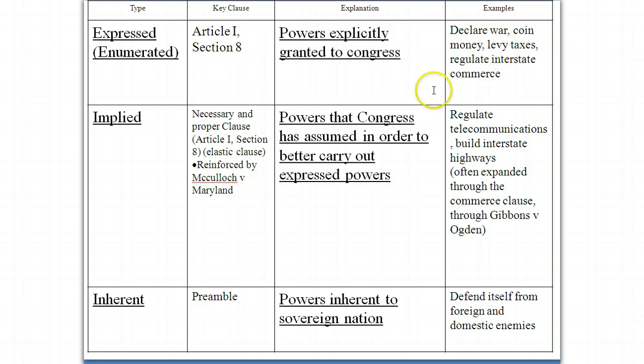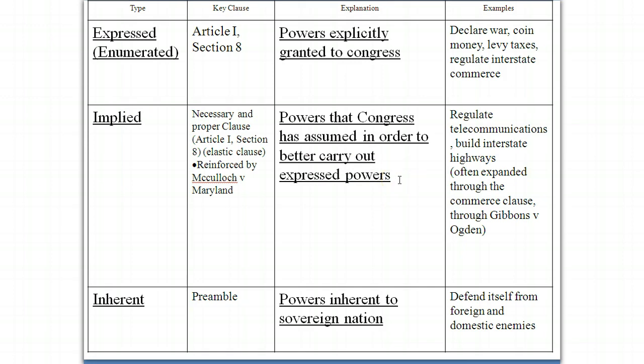To get more complicated, though, there are also implied powers in the Constitution, which I talked about in the last video clip a little bit. There's a part of the Constitution called the Necessary and Proper Clause in Article 1, Section 8. It's also known as the Elastic Clause, which says that Congress can do whatever is necessary and proper to carry out those expressed powers. So this has been interpreted to mean that Congress has assumed other powers that are implied in the Constitution to better carry out their express powers.